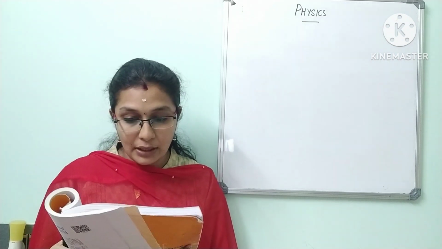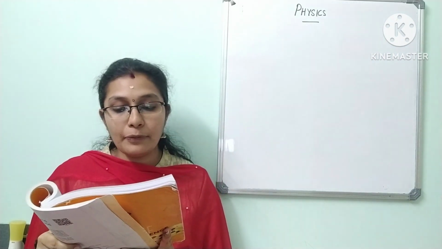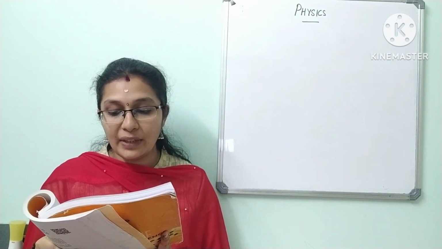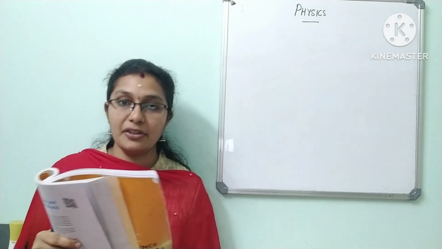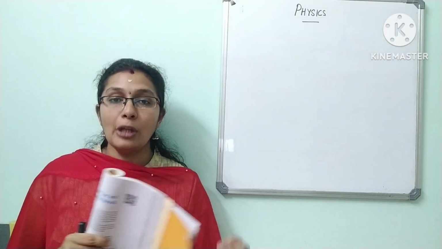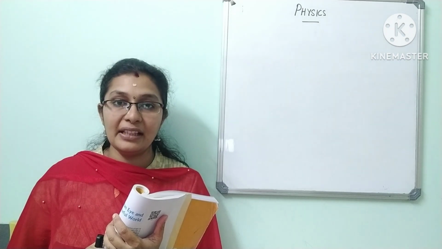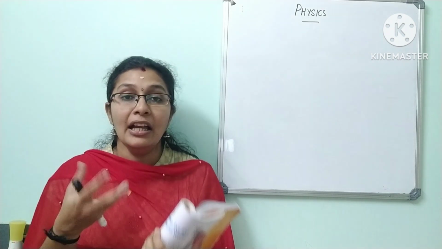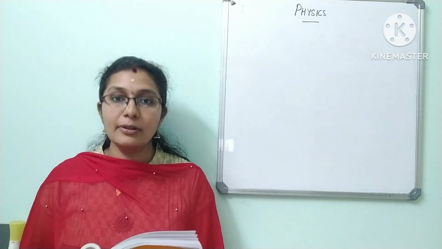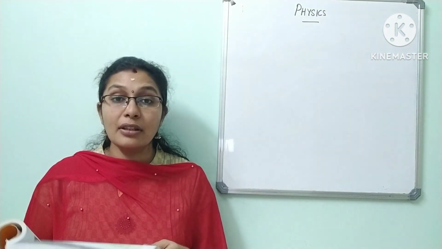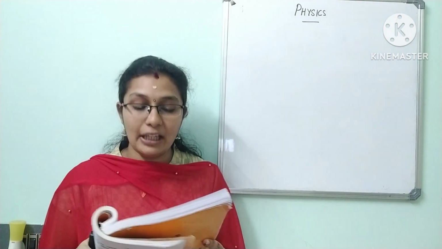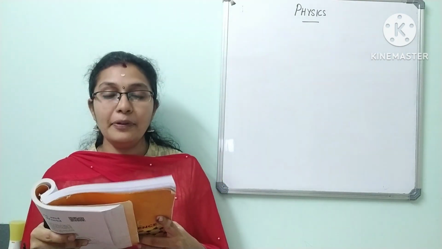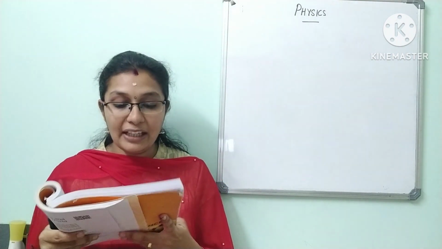Next question: which of the following lenses would you prefer to use while reading small letters found in a dictionary? For normal vision, the near point is 25 centimeter, and we want a converging lens, a convex lens, to see nearby objects clearly. Since 25 centimeter is not given, just below that you check.